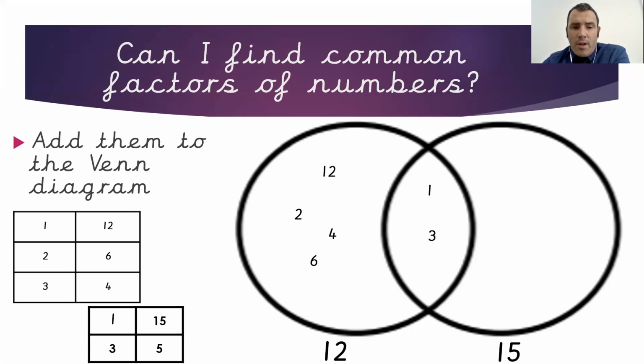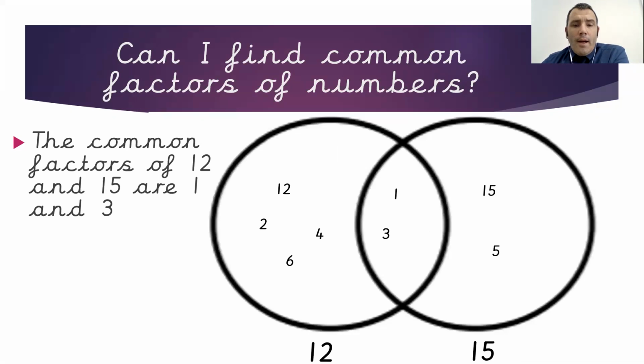And then to finish up with, I've got two more numbers to put in, which is the 15 and the 5 that's left from my table. So the common factors are the numbers that are in the middle. Both of the tables had these numbers in. They both had 1 and 3 in them. So they are going to go in the center of our circles where the two circles overlap, as they are common factors.